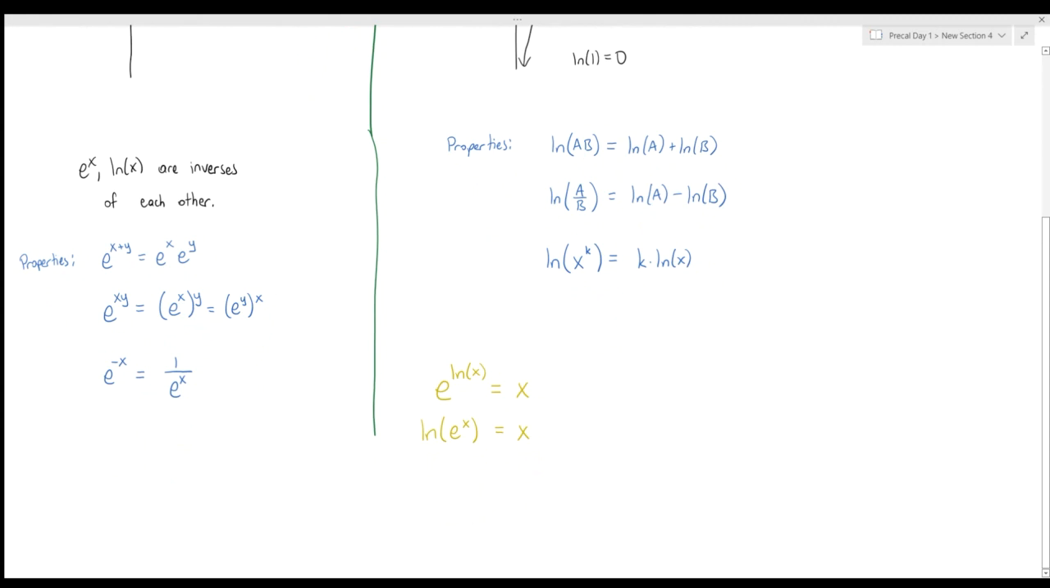So those are some other properties, these two in particular relating e and ln to each other. So with a brief summary of some of the properties of e and ln, I'll just end the review by doing a couple problems involving the two types of functions, okay?